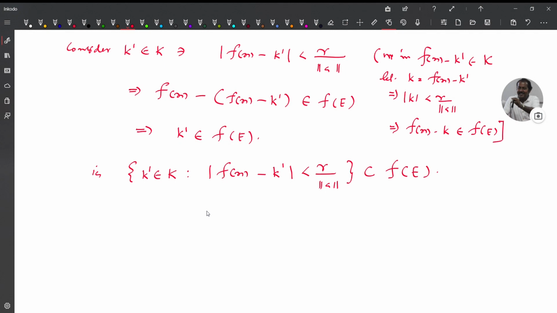So this is the situation. Suppose that you have this is f(E), then you consider f(x) here, then you can consider a ball with the center f(x) and radius r by norm a. So this is an open ball because it is less than. Therefore, f(E) is open.